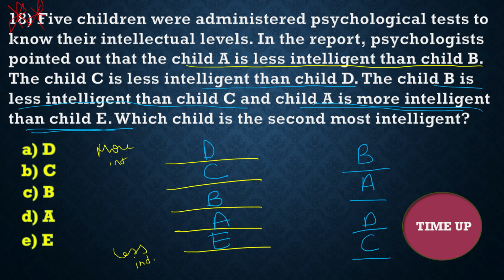Next, what they have said is which child is the second most intelligent? This is the first most intelligent. This is the second most intelligent. C is the option. So B is the correct one, that is C.